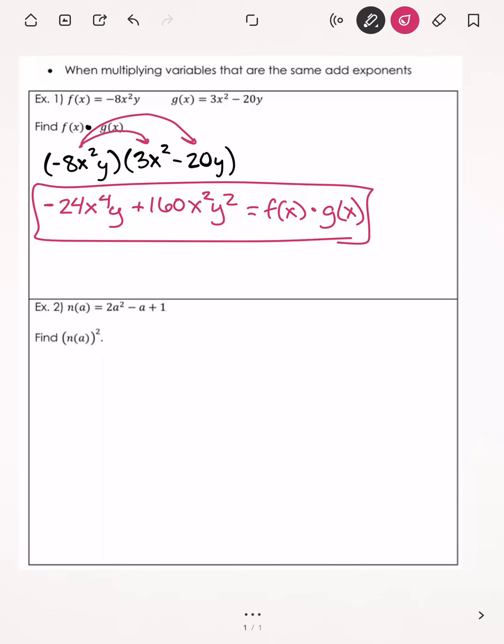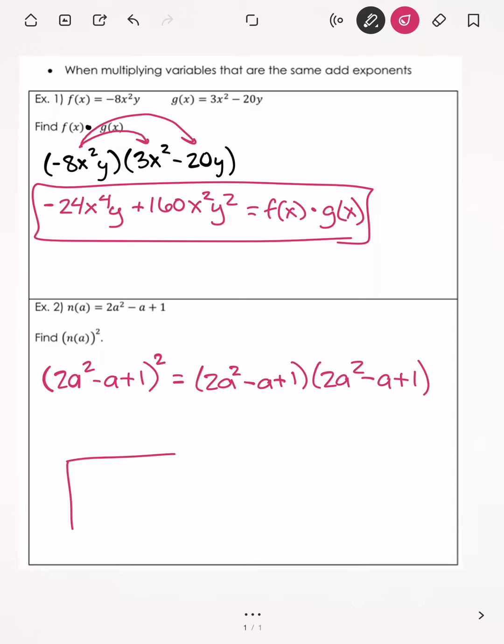Looking at example 2, I have n of a, and then it says I want to square it. So what that would look like would be 2a squared minus a plus 1, and that's squared. You have to remember to expand it. When we have something to the second power, that means we're taking that and multiplying by itself 2 times.